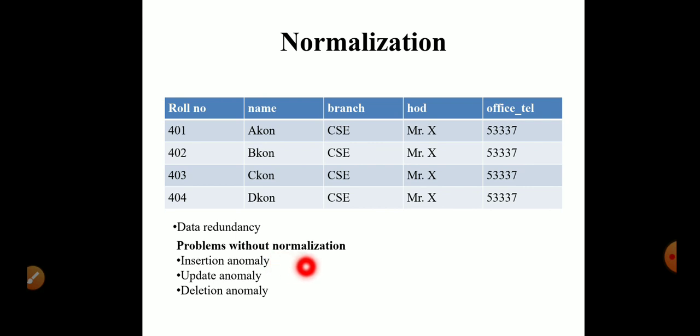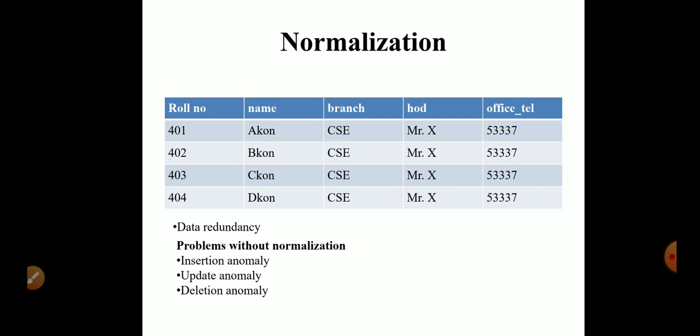Next is update anomaly. What if the HOD, that is Mr. X, leaves the college or is no longer the HOD of the computer science department? In that case, all the student records will have to be updated. And if by mistake we miss any record, it will lead to data inconsistency. So this is update anomaly.